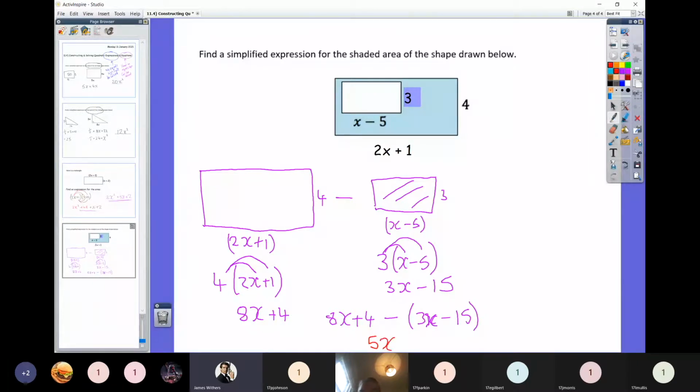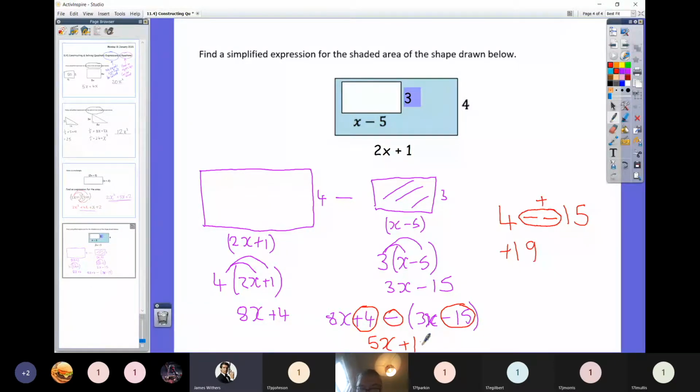Now be very careful with the next bit. It's 4 take away minus 15. 4 take away minus 15. Now, when you minus a minus, you are actually adding overall. Well, this has actually got to be 4 add 15, which is 19, plus 19. So our final answer is 5x plus 19.